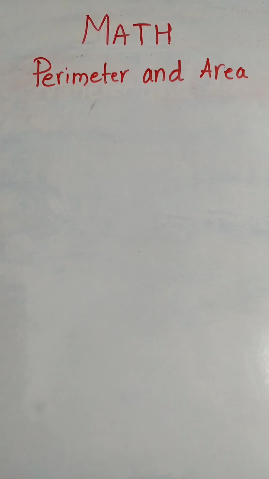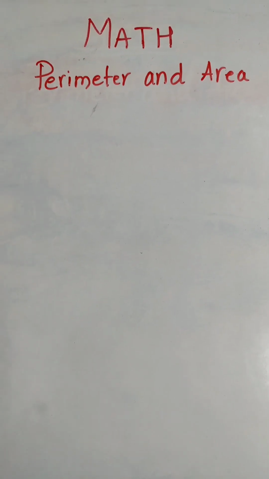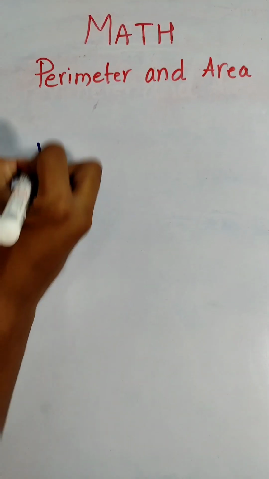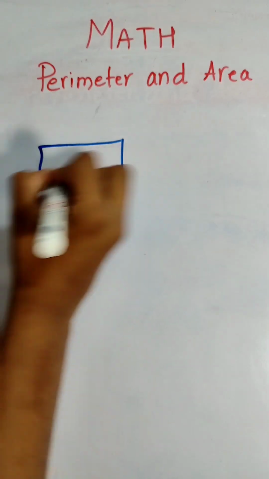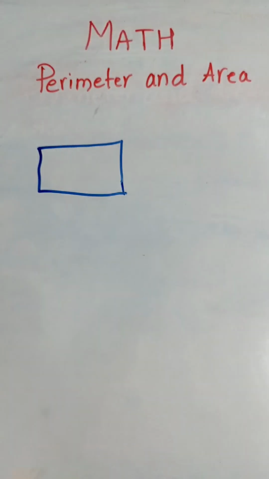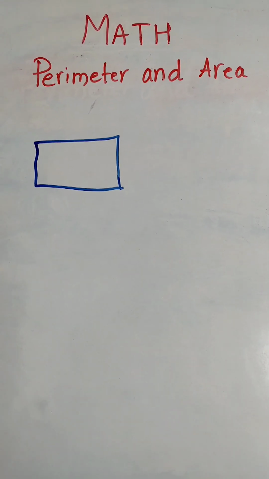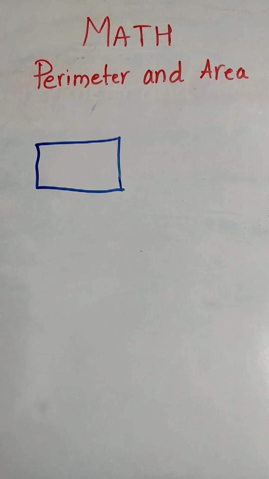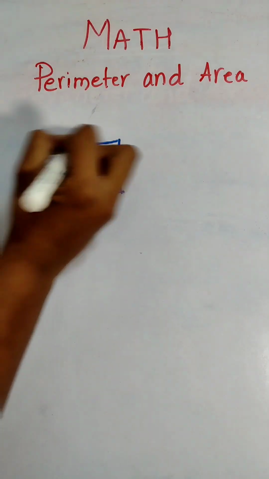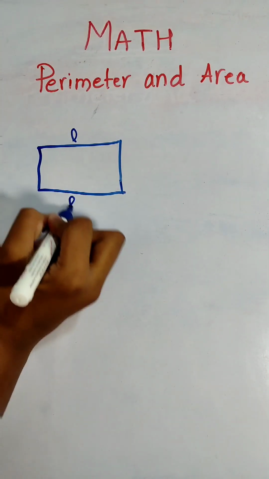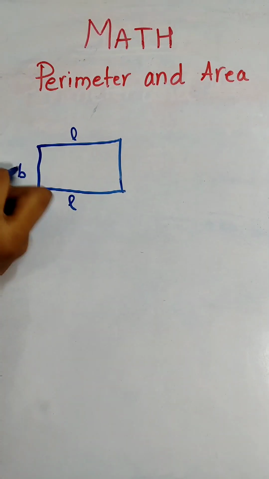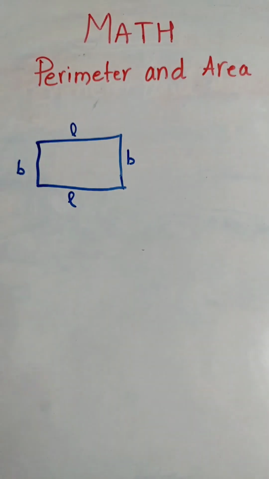So what is perimeter? Perimeter is nothing but the outline of a shape, the total distance of all the outlines. For example, let's take this simple looking rectangle. Might not be the best drawing, but okay. Let's take the length to be L, which means this side is equal to L, and this side is B, which means this is also equal to B.